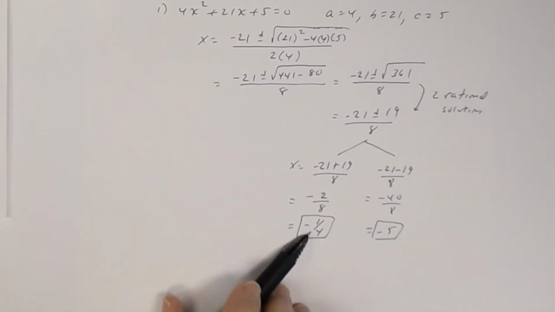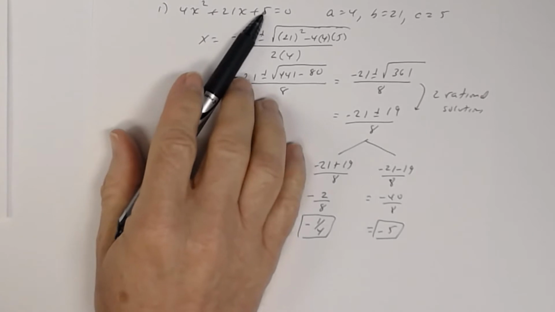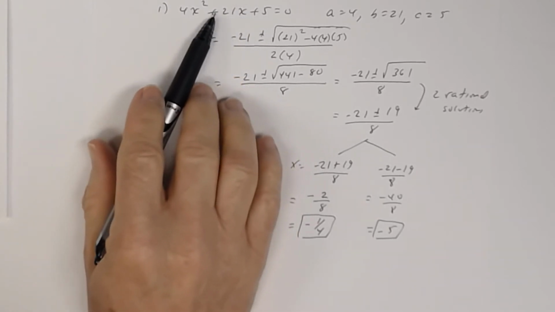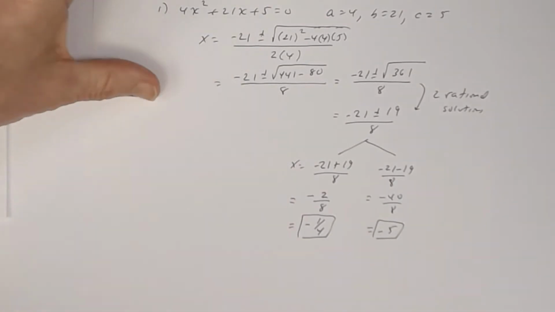All right, so if you substitute negative 1/4 and negative 5 into the equation, you're going to get this side to be 0. So 0 will equal 0. Okay, so that was number 1. Let's look at number 2.